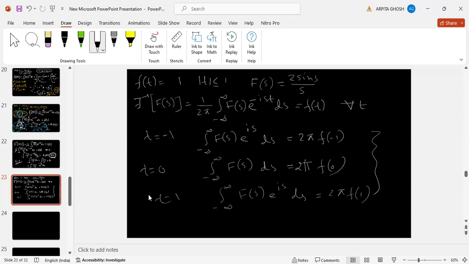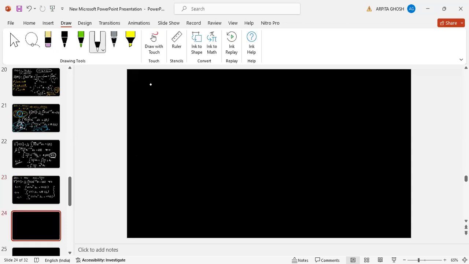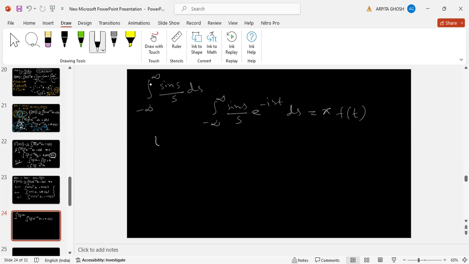Now I will go to what the question asks. The question asks us to find the integral from minus infinity to plus infinity of sin s by s ds. How do we get that? We saw that the integral from minus infinity to plus infinity of sin s by s into e to the power minus ist ds is equal to pi into f of t. So if we put t equal to 0 here, we get the integral of sin s by s into e to the power 0, which is 1, ds, equal to pi into f of 0.